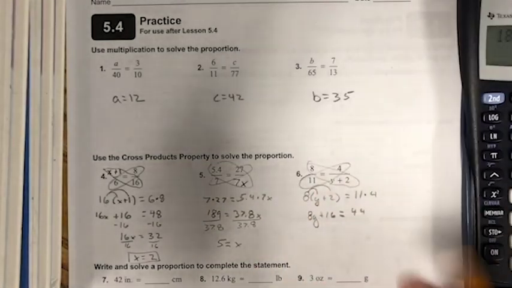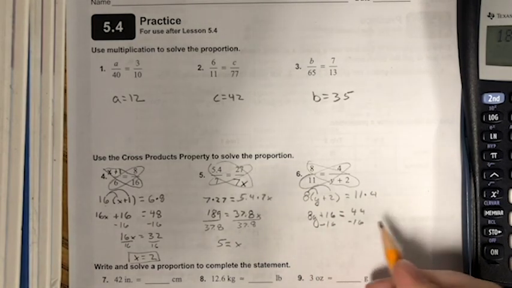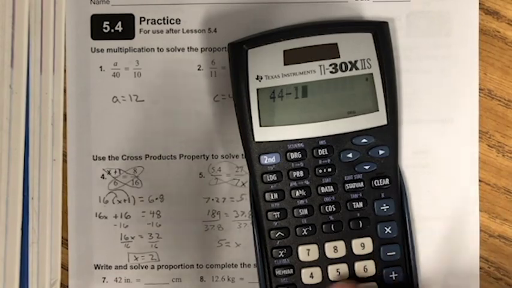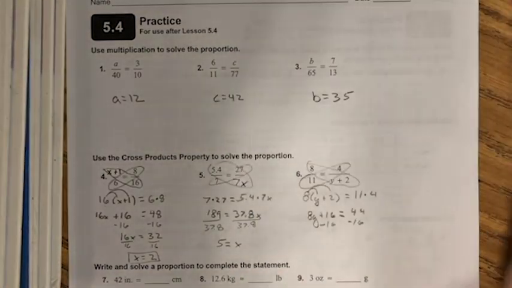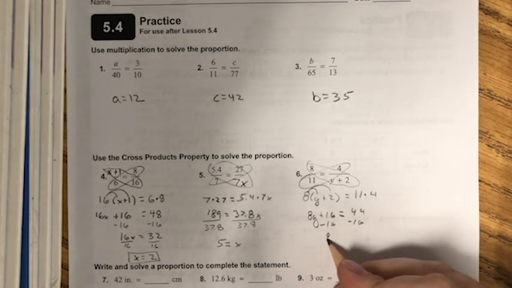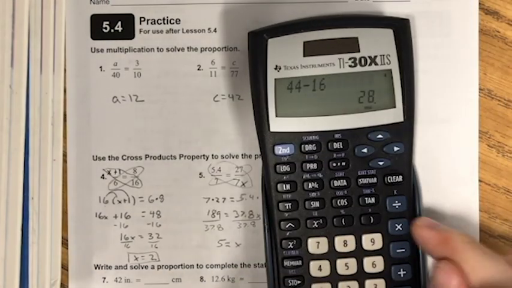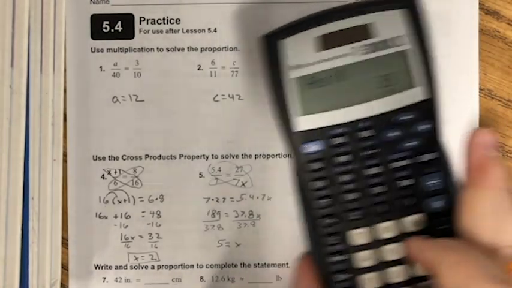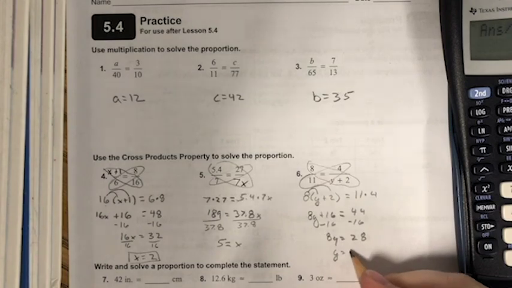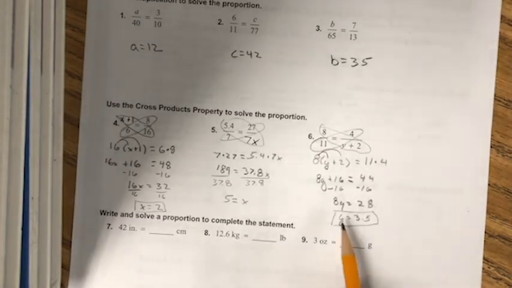Let's subtract 16 on both sides because we got to follow our SADMET rules. So 44 minus 16 gives me 28. So 8y is equal to 28. Now we're going to divide by 8 on both sides, and I get that y is equal to 3.5. And if I plug this back into my proportion and double check, I would indeed see that it works.